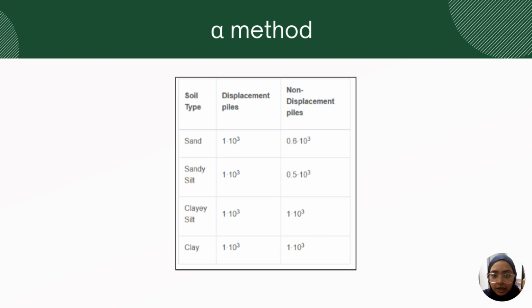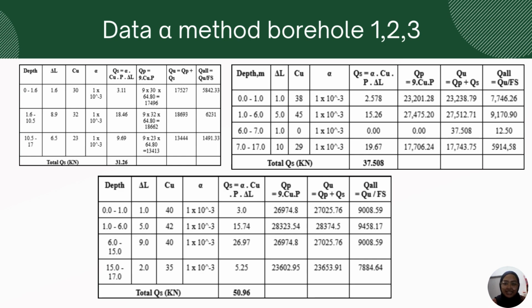This slide is the method for when our soil type is clay. We use the displacement pile at 1.10 cube and non-displacement pile at 1.10 cube. For the previous slide, we have chosen clay for non-displacement. This is the data for the method for borehole 1, borehole 2 and borehole 3 that have been calculated and put in the table.